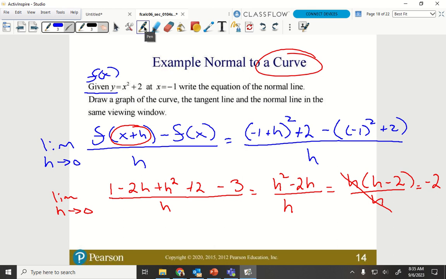It's not given to you. You have to solve for it. Can I plug in the x? Yeah, that's all you have to do. By plugging in your x value, we find the y value. So y equals (-1) squared plus 2, so y equals 3. So my point is (-1, 3).